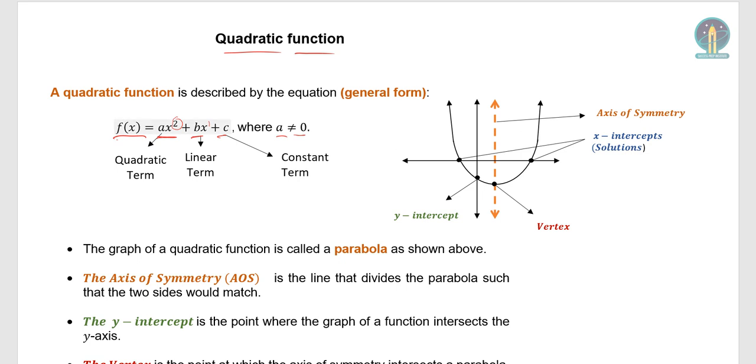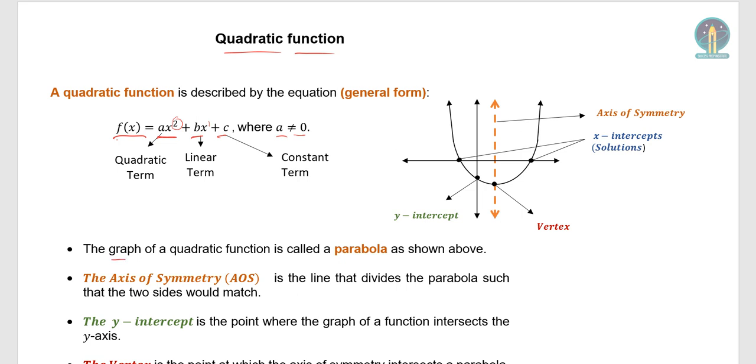You can have b and c equal to 0. For example, you can have f of x equals x squared. That's it, right? No x term and no constant term. This would still be considered a quadratic function, as long as a is not equal to 0. In this case, a would be 1.